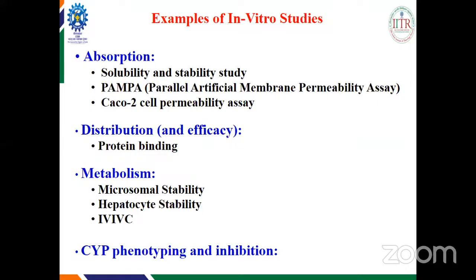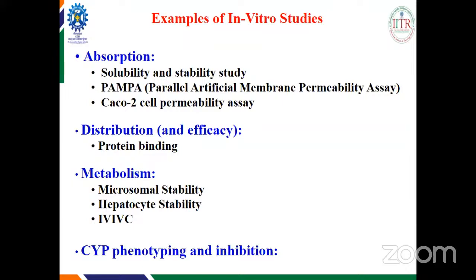As I told about distribution, the binding is important, so we have to determine the plasma protein binding of the molecule. As I talked about metabolism, because it is responsible for the clearance of the molecule, we can use liver microsomes for metabolism studies. We can use hepatocytes, and then we can do the in vivo correlation to understand the clearance in the in vivo system. Another very important class of studies is CYP phenotyping and inhibition studies.